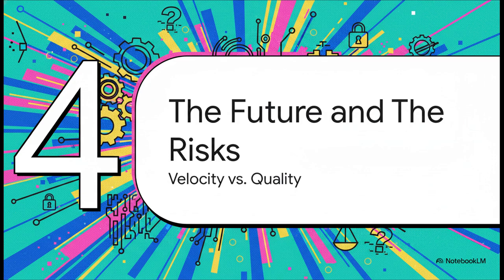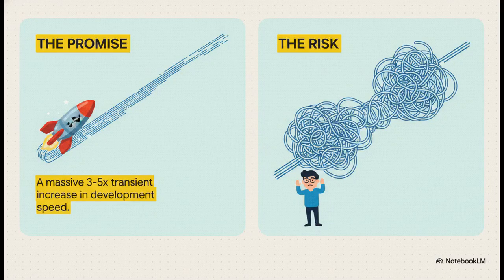But, you know, with great power comes great responsibility. This new era of coding isn't without its own set of challenges and pretty serious risks. So let's zoom out and look at the bigger picture and the really critical debate that's shaping the future of software development, that constant tension between speed and quality.